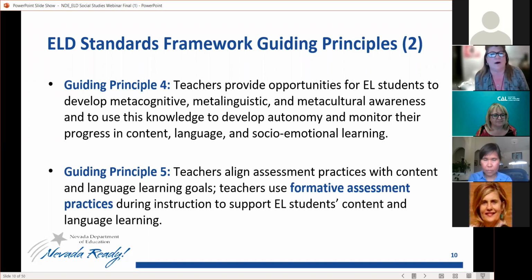Guiding principle number 5 gives us our formative assessment. In formative assessment, you can use all kinds of tools. You can use scaffolded tools. Is that a piece that you could grade? Probably. A graphic organizer, or sentence structures, sentence frames. Our formative assessments give us not only a formal way, but also an informal way to assess our students. All right, next slide.